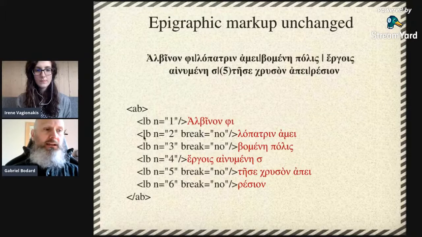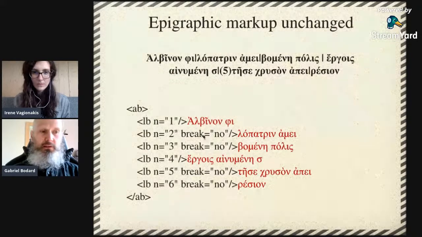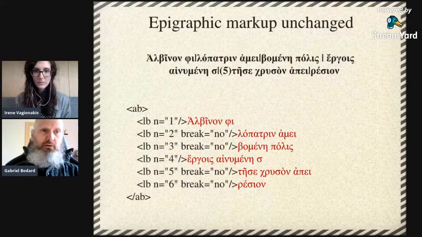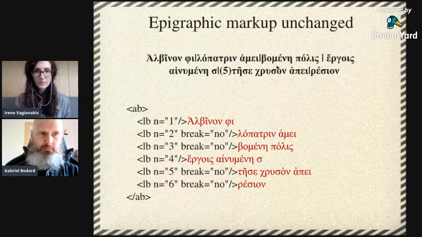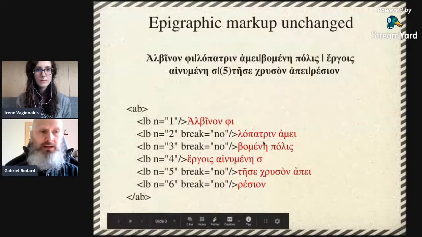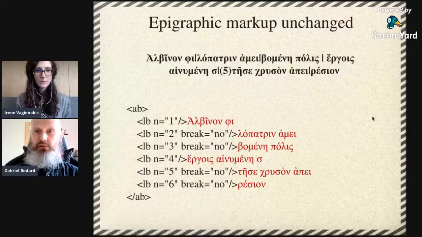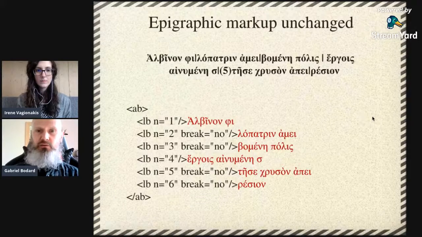And where a line begins in the middle of a word, as here in philopatrin, in the example we just looked at, you say break equals no, to represent the fact that there are no spaces around that vertical bar up there, unlike this vertical bar, which is in between 2 words. So that doesn't have break equals no on there. So far, we're marking that up exactly as we would an inscription. That markup is unchanged.